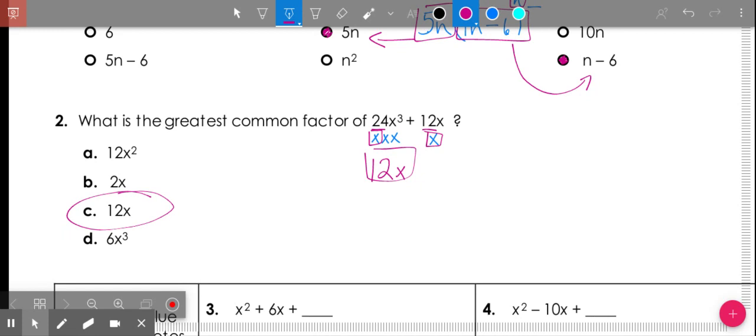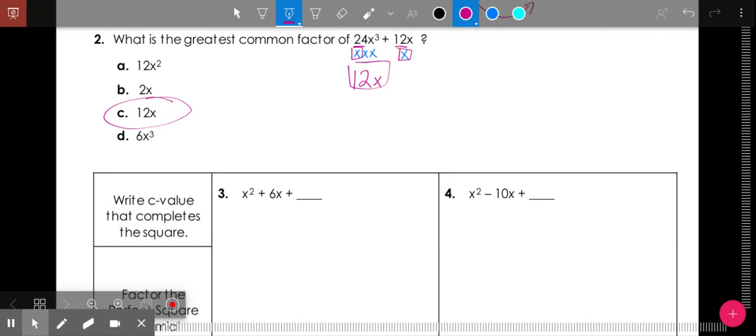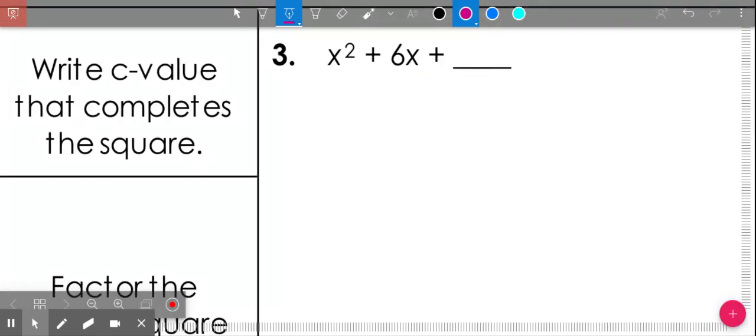All right, so that was a little bit of factoring review. Looking at the next section, this is what we did yesterday. And guys, this skill is going to be extremely important for today's lesson. So if I look at this, number 3 says we have x squared plus 6x. We want to find the c value that makes this a perfect square trinomial that completes the square. So remember, that's where we have to use the b over 2 squared formula.